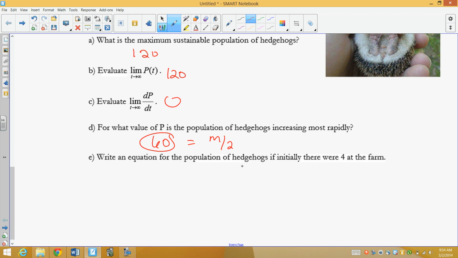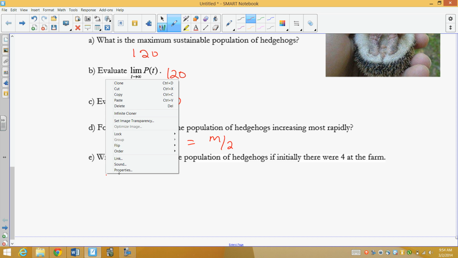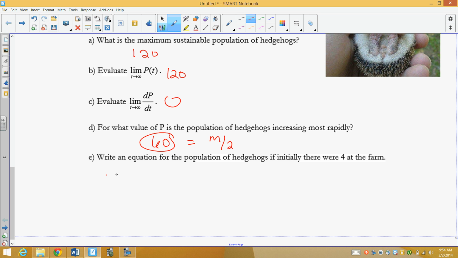And then write an equation for the population of hedgehogs. If initially there were 4 at the farm, now we get into that P(t) thing, and it's a really obnoxious way to go. So just kind of stick with me here. But basically we have P equals that yucky formula, M over 1 plus Ae to the negative MKt.